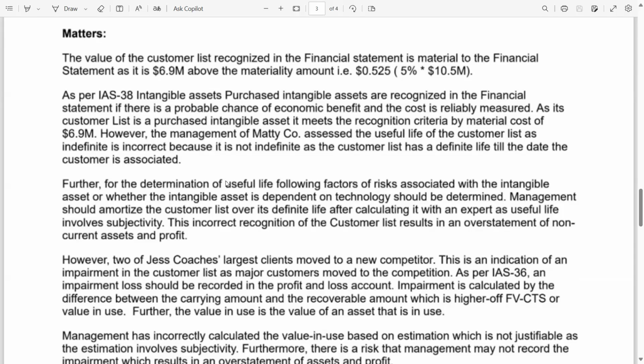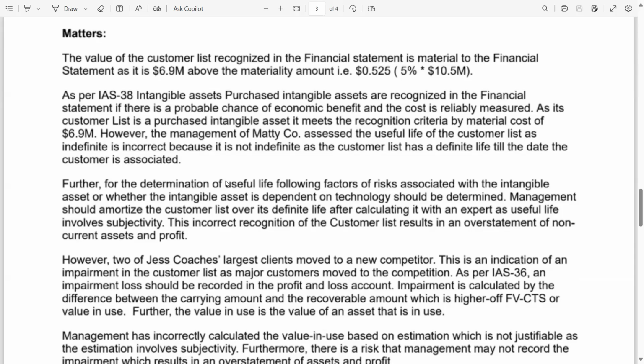Further, for the determination of useful life, the following factors of risk associated with the intangible asset, or whether the intangible asset is dependent on technology, should be determined. Management should amortize the customer list over its definite life after calculating it with an expert. As useful life involves subjectivity, this incorrect recognition of the customer list results in an overstatement of non-current assets and profit. Look, guys, this is how you should explain each and everything. So make sure you are watching these lectures and practice on your own.